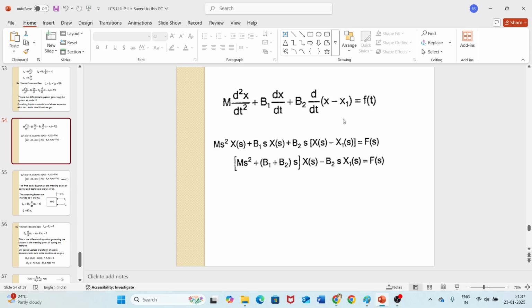Okay. So this is our differential equation. This is our Laplace transformation equation.